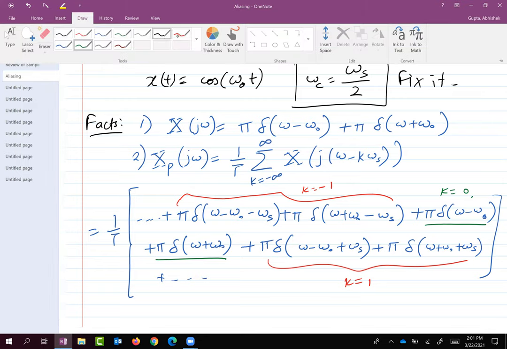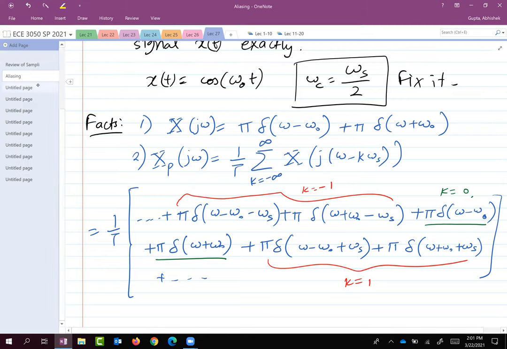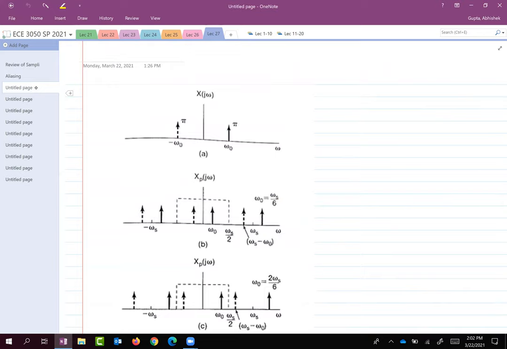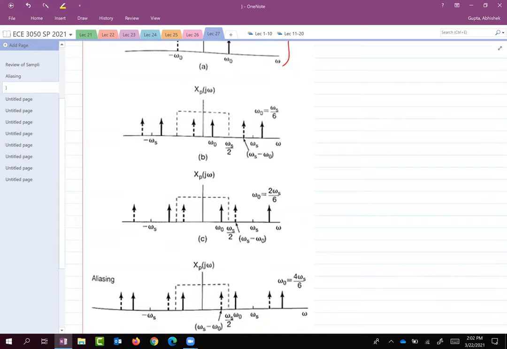Now let's jump on to the discussion for today's class. This is all the stuff I'm recalling from the previous week. Okay, so this is my X of j omega, pi delta omega minus omega naught, plus pi delta omega plus omega naught. This is my Xp of j omega. This is omega naught equals omega s over 6. So that's this particular figure.